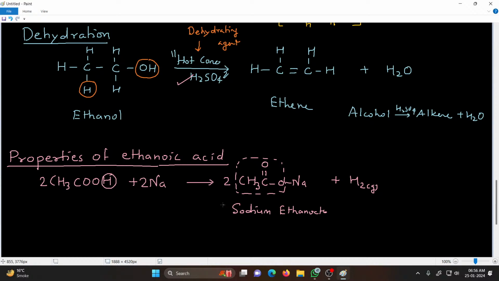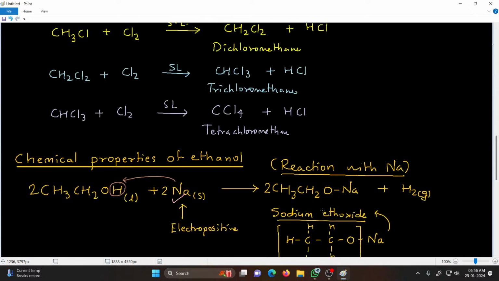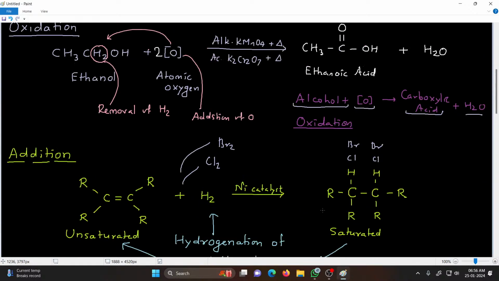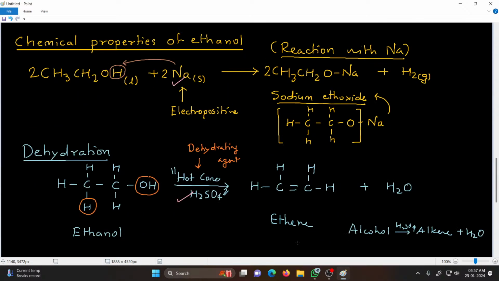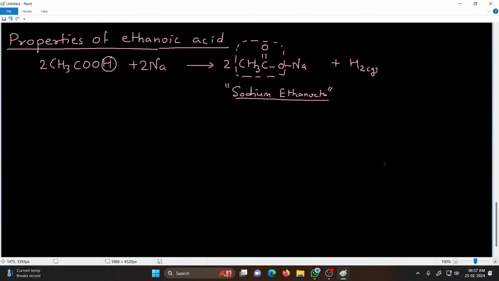Now see the difference between the two salts. This is sodium ethanoate, which is prepared when an organic acid reacts with sodium, and when alcohols react with sodium, we have seen a different product, and that was sodium ethoxide. Here you can see sodium ethoxide, CH3CH2ONa. So that was an alkoxide radical, and what we have formed here is an alkanoate radical.